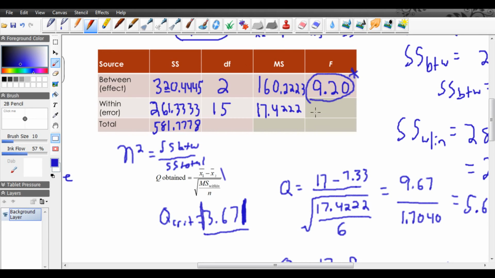a rather enormous effect size. These are kind of made up play data, so it's no surprise, but a rather enormous effect size of 0.55. So what that means is that roughly 55% of the total variability in this study is explained by the differences between the means. That's a lot. It's unusual to see an ANOVA that explains that much variability in the dependent variable, but we won't harp on that too much because these are just kind of play data for fun for now.